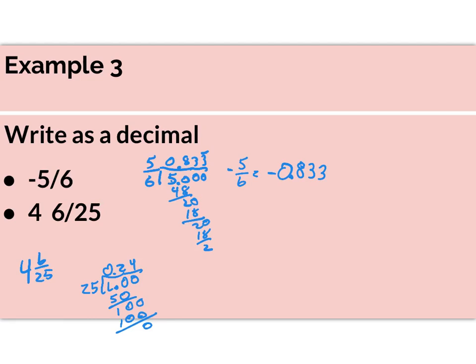So the fractional part of 6 over 25 is 0.24, 24 hundredths. But don't forget about the whole number part. So 4 and 6 over 25 equals 4.24. That is that example. And so that concludes our examples. See me at the end of the video for the recap.